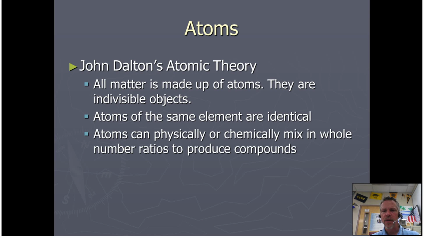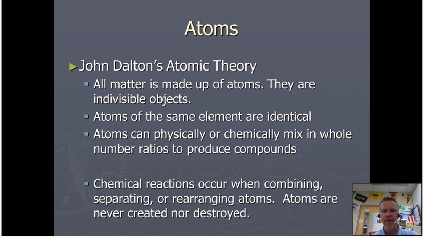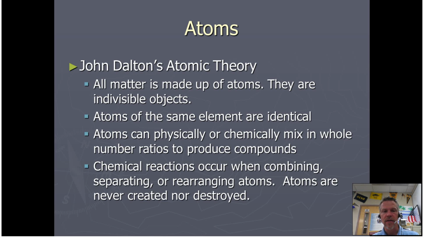Atoms can physically or chemically mix in whole number ratios to make compounds. So the way you make a compound is to mix a little bit of one atom and a little bit of another atom together, and you get some new compound. A compound is something that's made up of different elements. The important piece here is this whole number ratios part. So you can't have part of an atom. You can't have 1.5 hydrogens and 1 oxygen or something like that. You have to have whole numbers of atoms to make compounds. And this tenet of John Dalton's atomic theory still holds.